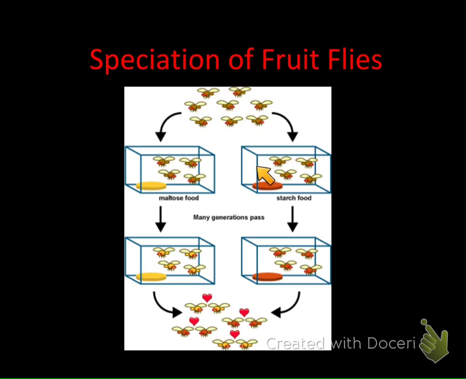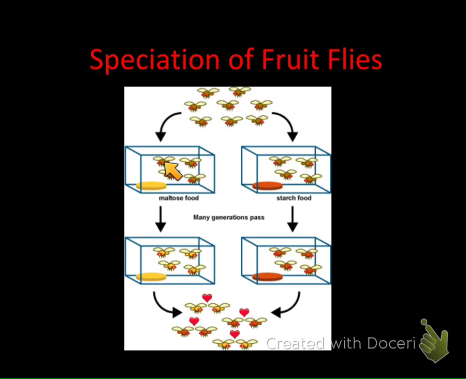Isolation. They're isolated from each other. Now, they only feed maltose. Well, now, if you ever see a word that ends with OSE, and that's like a noun, it's going to be a type of sugar. So sucralose or lactose, or in this case, maltose. It's a sugar. So they give this group maltose, they give this group starch.